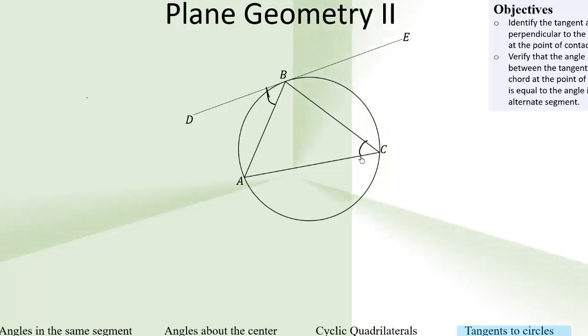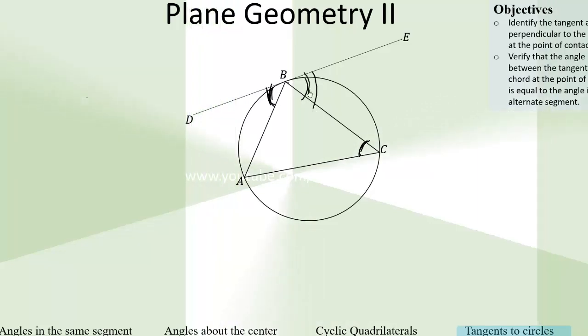So the angle between the tangent and the chord at the point of contact here is equal to the angle which is in the alternate segment, which is remote or far away from this angle. So let me ask you, what would this angle be equal to? Yes, it will be equal to this angle here. You are right. So that is angles in alternate segments for you.